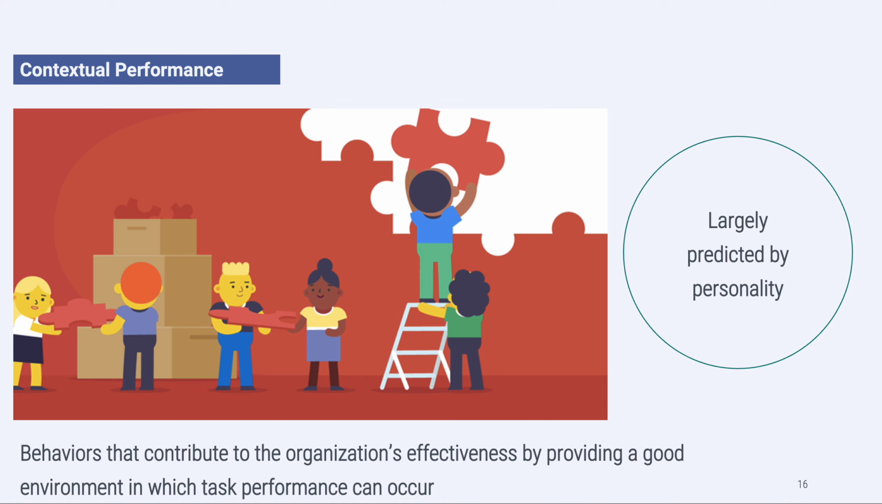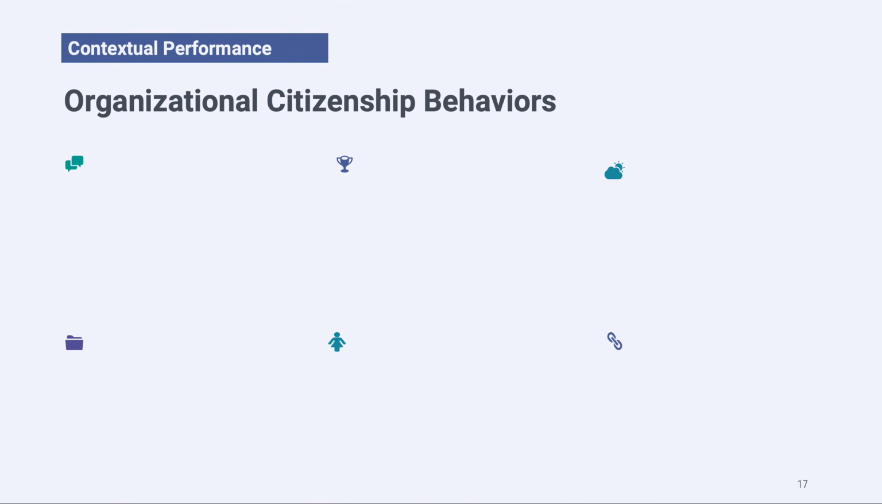So, largely, contextual performance, and someone's ability to go above and beyond, to go the extra mile, to do things that aren't formally required of them, are largely driven by personality. So, here we might consider traits like conscientiousness or agreeableness being quite predictive of those who are likely to engage in contextual performance behaviors. On this slide, we're going to talk about different examples of contextual performance.